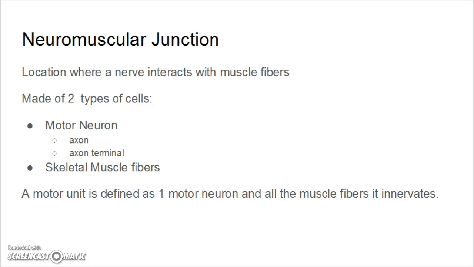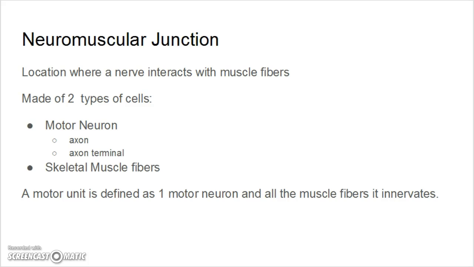Now we're also going to be taking a look at the neuromuscular junction, and this is the location where a nerve interacts with a muscle fiber. And there are two types of cells that make up this neuromuscular junction. We're going to have the neuro part, the motor neuron, and we're going to have an axon that's going to come from the cell body out to the muscle, and then at the very end you'll have an axon or synaptic terminal, so that's where it is going to interact with the muscle.